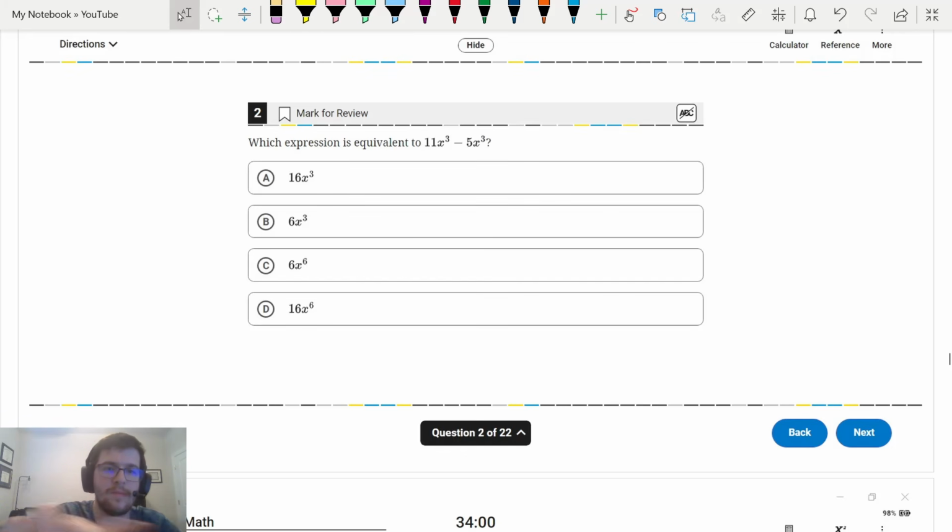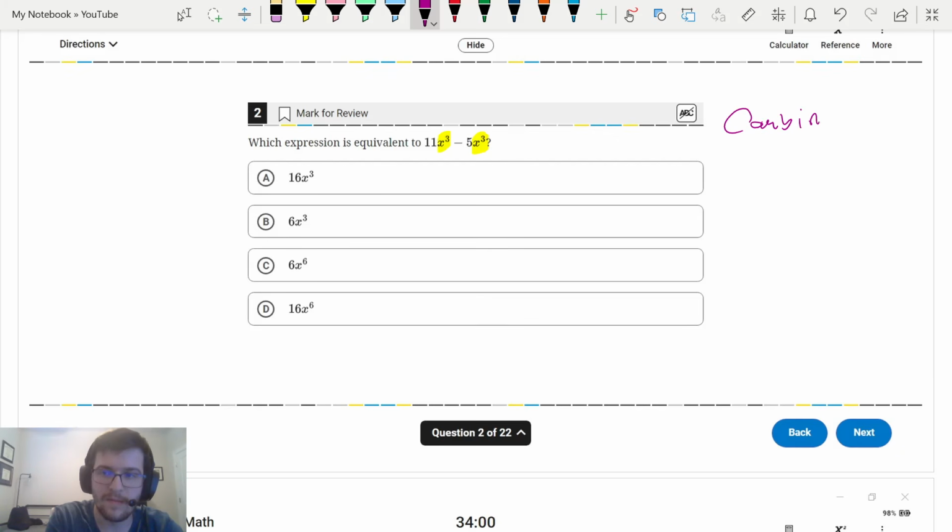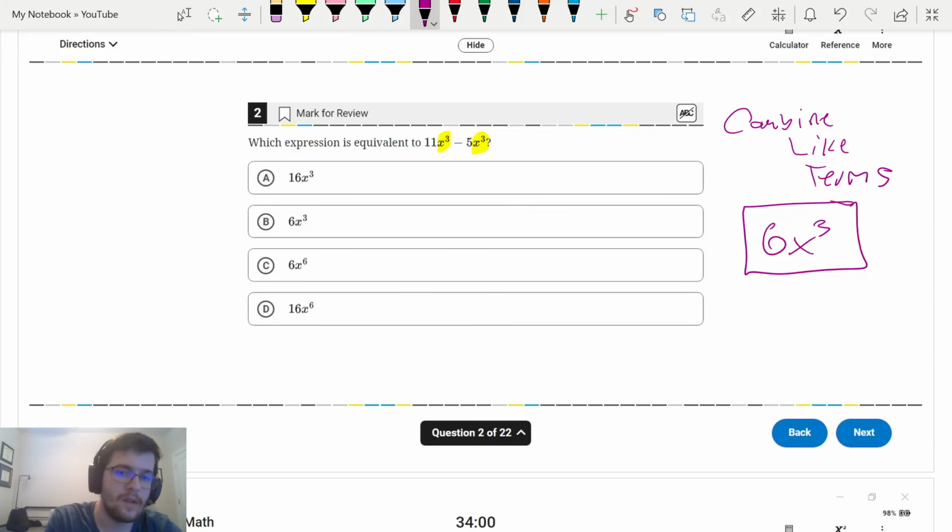Okay, these exponents and letters are the same, so that means we can combine the like terms. So 11 minus 5 is 6, so it is 6x cubed. That's it. So it's B.